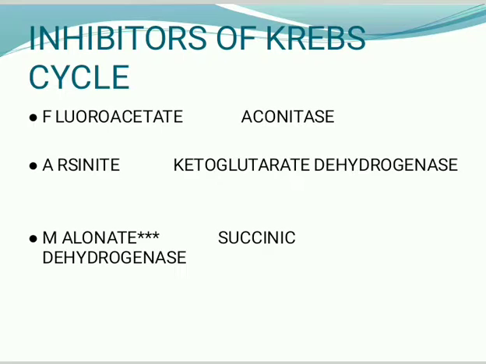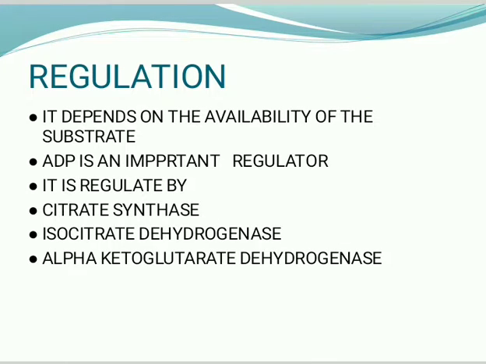Next, the inhibitors of the Kreb cycle. Fluoroacetate inhibits aconitase, arsenate inhibits alpha ketoglutarate dehydrogenase, and malonate inhibits succinate dehydrogenase.